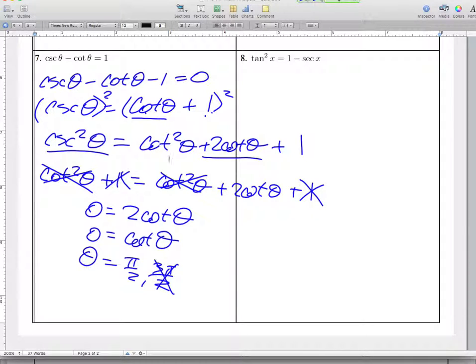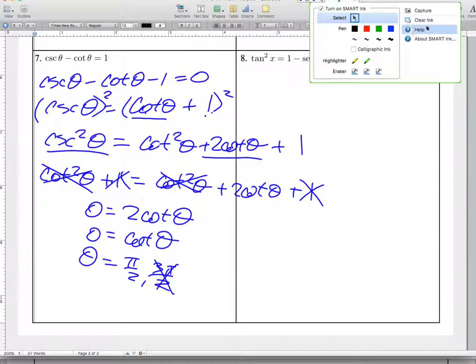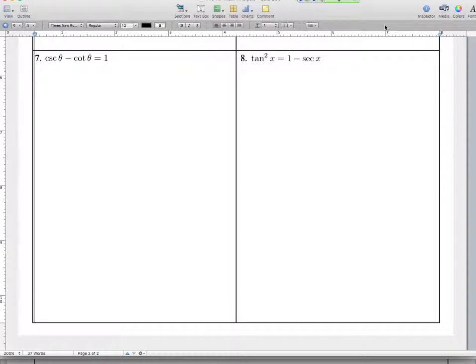Number 8. All right, so what do I ask myself to begin with on number 8? Do I have like terms? The answer is no. So what do I do? Get it all on one side. I want to move to the left side to keep my squared term positive.